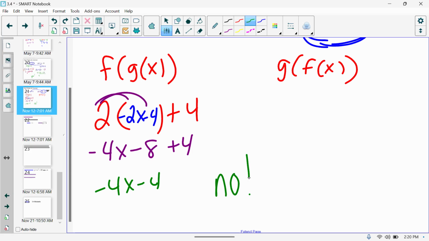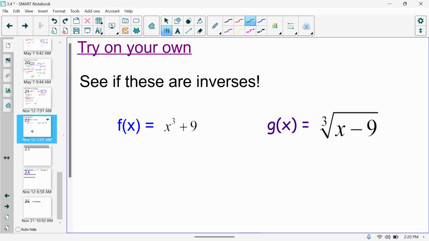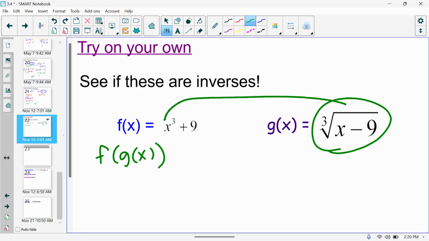Okay, so we're just going to do a couple more quick. Oh, I forgot one more like this. See if these are inverses. I know it says try on your own, but this one's a little weird. If we want f of g of x, we're going to take this whole thing and fill it in here. So copy this carefully. Again, I would rewrite this, except where the x is, you're going to fill in this, right?